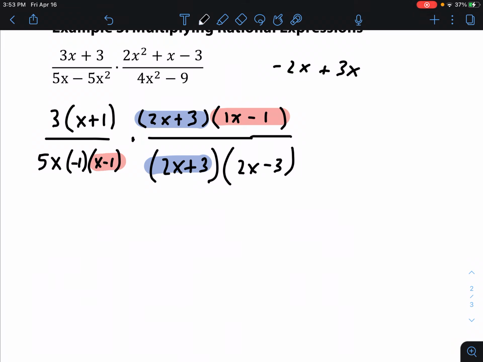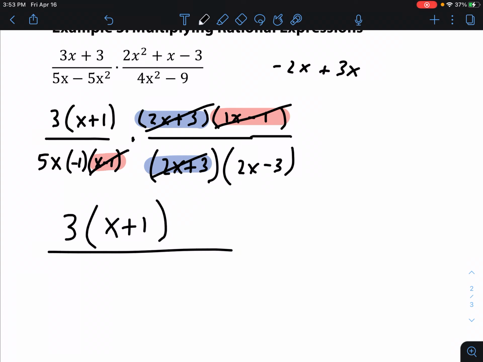and we're going to go back up here, and we're going to say, all right, I can eliminate that, and that, and that, and that. So now I have, in the numerator, 3 times x plus 1. And the denominator is where things get interesting, because 5x times negative 1 becomes negative 5x times 2x minus 3. Oof. That was a handful.